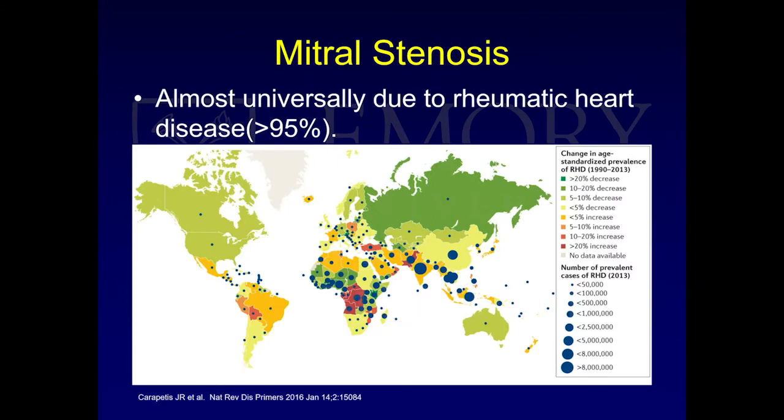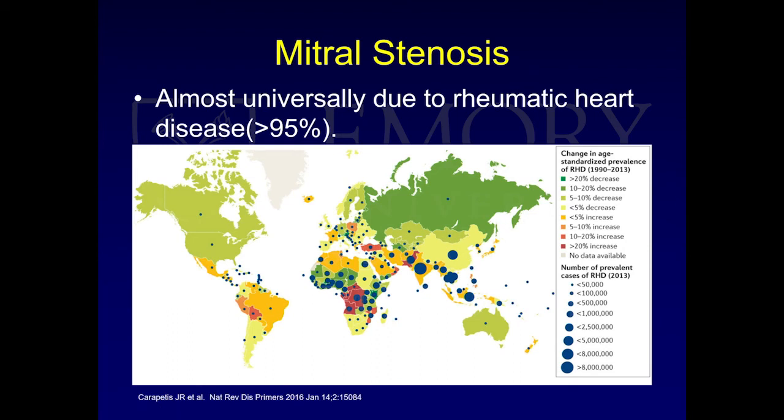All right, we're going to finish off here in the next few minutes on mitral stenosis. It's almost always universally due to rheumatic heart disease. Here is some recent data, funded by the Gates Foundation, showing both the prevalence and the change over time of rates of rheumatic heart disease. You can see big dots, and the big dots mean more prevalence. And so where is rheumatic heart disease? Well, it's in sub-Saharan Africa and southern Asia.